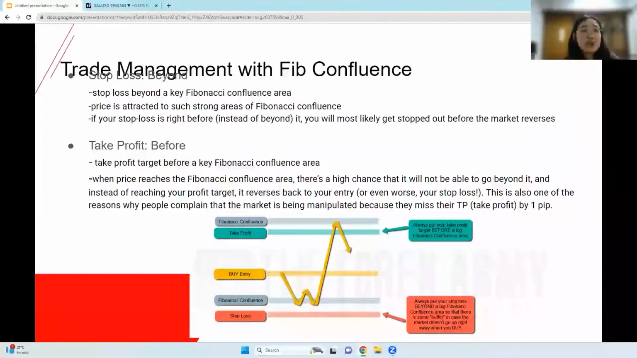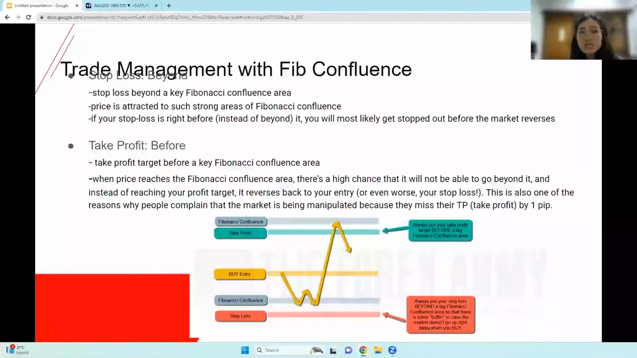Okay, and this is the reason for it. Because price is attracted to strong areas of Fibonacci. So when we're talking about confluence, here we're talking about Fibonacci confluence, but it could be confluence for anything. So if you're using pivot point levels, if you're looking at dynamic support and resistance by using your Ichimoku or Bollinger Bands, any indicators that you'd like to use, even your support and resistance levels, okay? When 2 or more of those indicators line up at a specific level, that forms a confluence area.